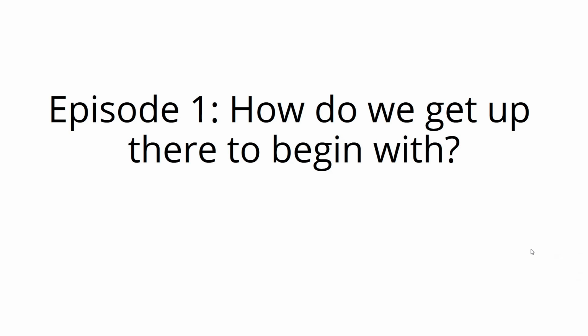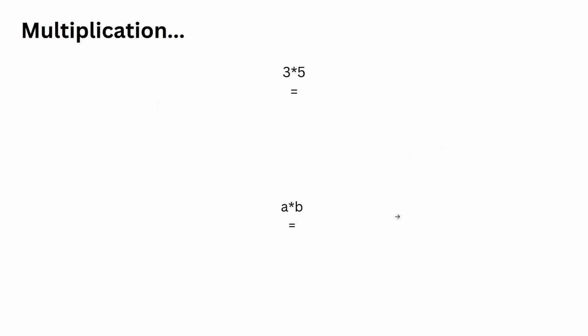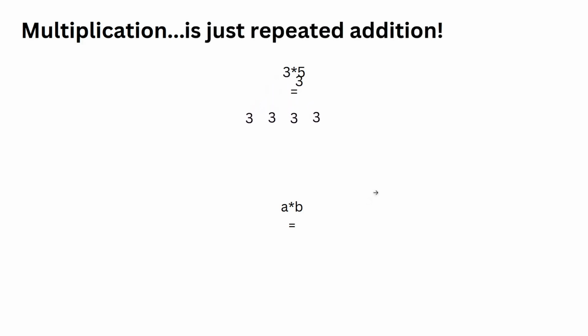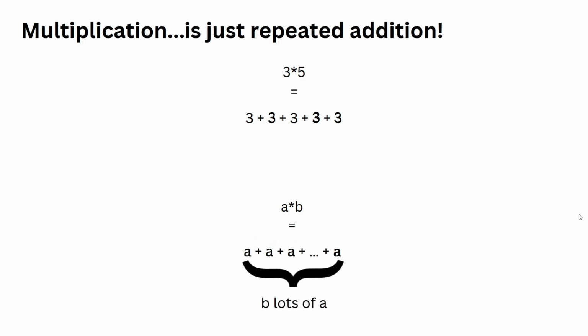To start with, let's cast our minds back to when multiplication was first taught to us. Now, I'm sure many schools teach multiplication like this. Multiplying a number is adding that many lots of the first number together. For instance, 3 times 5 is just 5 threes added together. And in general, A times B is B lots of A added together.